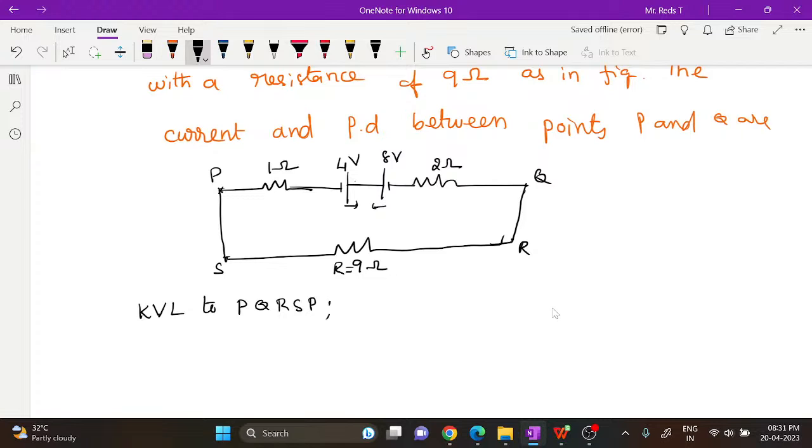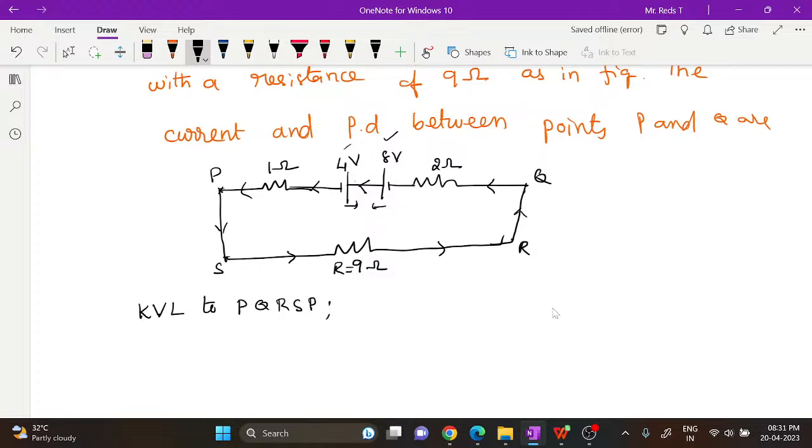First mark the current and the signs, because this 8 volt cell's EMF is more than 4 volt. The current due to this will be larger. This you should have in mind logically. So the current due to this will be relatively more, so that will be flowing in the entire circuit. So the current direction will be this. You have to mark the current direction first.